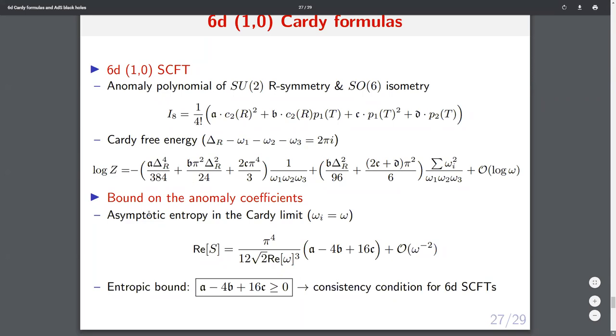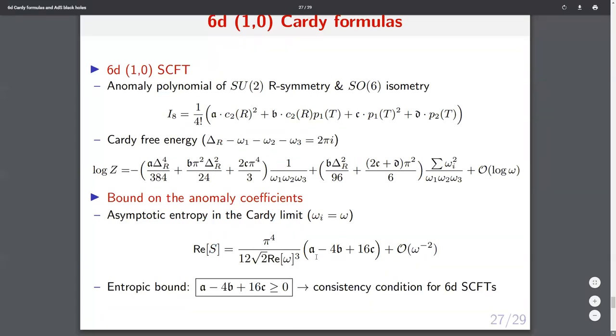So with this Cardy formula, you obtain, without taking the large N limit, the asymptotic entropy in the Cardy limit by taking the Legendre transformation of this free energy. For simplicity, we take all omega i's to be the same. And in this setting, the real part of the asymptotic entropy is given as follows.